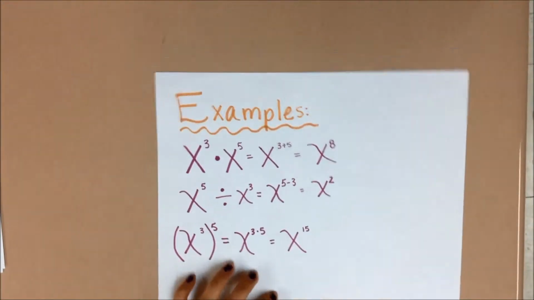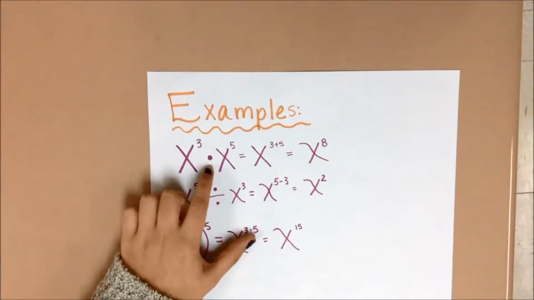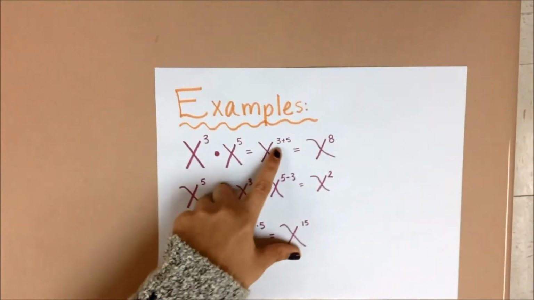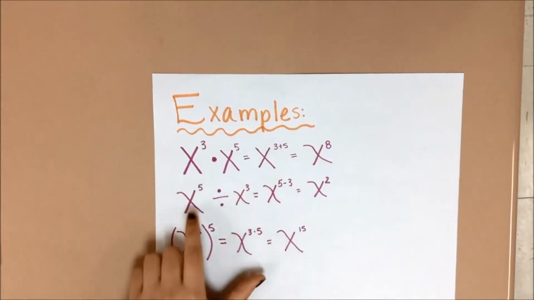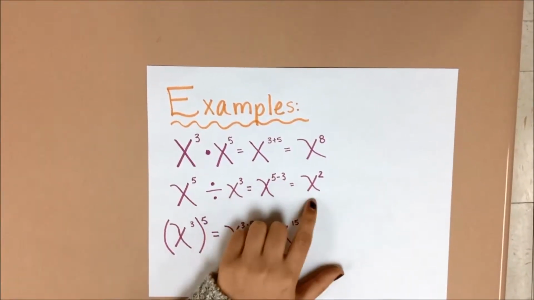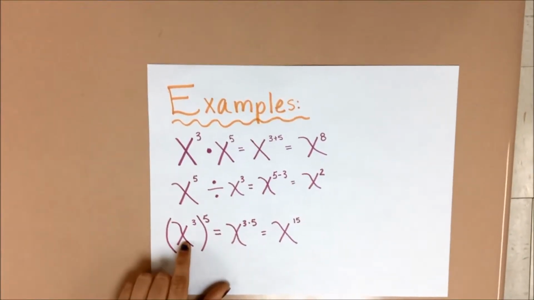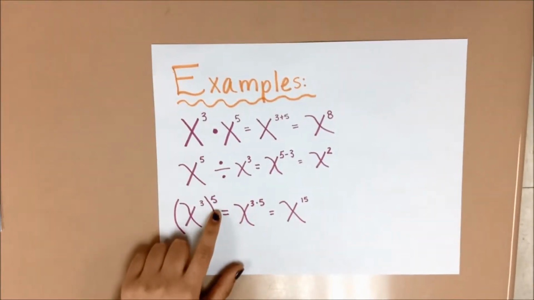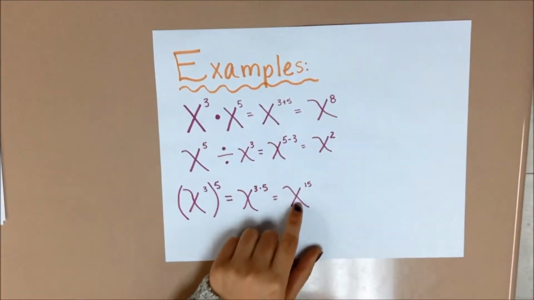Examples of this would be x cubed multiplied by x to the 5th power. You'd add it and get x to the 8th power. X to the 5th power divided by x cubed, you would subtract it and get x squared. X cubed to the 5th power, you'd multiply it and get x to the 15th power.